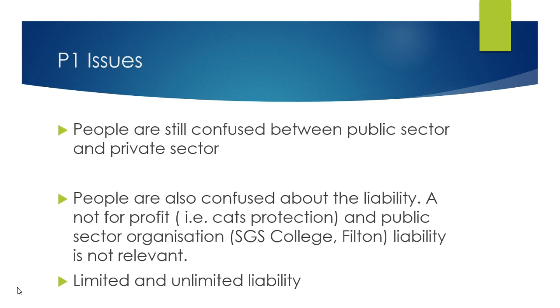P1 issues. People are still confused between public and private sector, and also this whole concept of not-for-profit. If something is in the public sector, i.e. Avon Valley Fire and Rescue or SGS College, at the end of the day they are not in the not-for-profit sector. They are part of the public sector, so they're owned by the government. Something that's not-for-profit is a charity, and this also had problems with things like the liability.